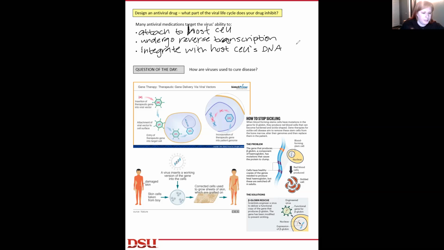All right, how are viruses used to cure disease? Well, essentially, viruses are used as something called vectors. And I don't think we've had that term, but a vector is, I can't really say it's an organism. A vector, say it's a method of delivery.